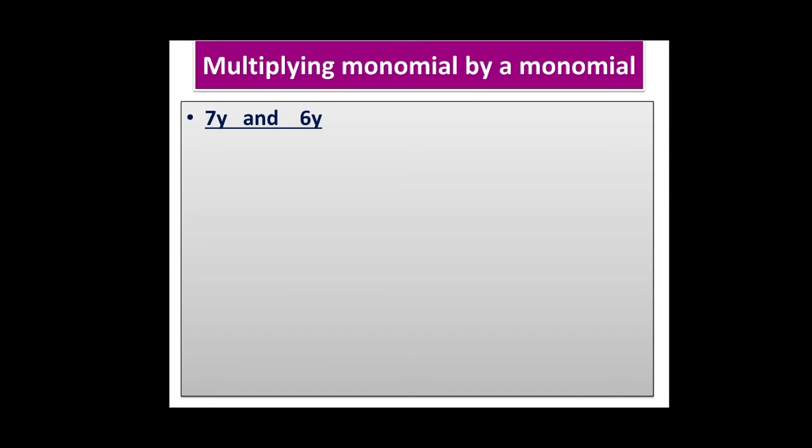Here I have taken the terms 7y and 6y. How many terms do we have? Two terms. One is 7y, the other one is 6y. Now what we have to do? We have to take the product of 7y and 6y. Whenever you are doing this, always write the numbers first. So 7 into 6 into the variables y into y. 7 sixes are 42, y square. Next, see the next one.